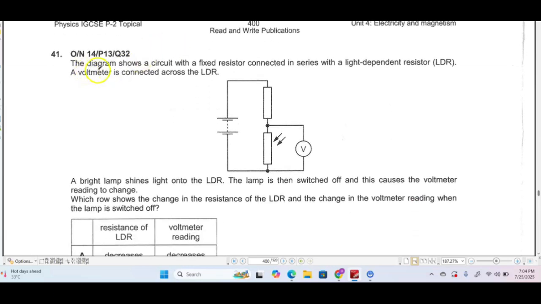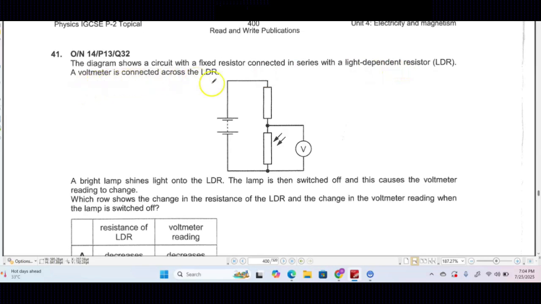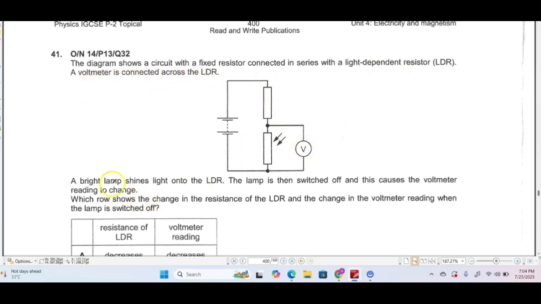Okay, question number 41. The diagram shows a circuit with a fixed resistor connected in series with a light dependent resistor. A voltmeter is connected across the LDR. The bright lamp shines onto the LDR. The lamp is then switched off, and this causes the voltmeter reading to change. Which row shows the change in the resistance of the LDR and the change in the voltmeter reading when the lamp is switched off?